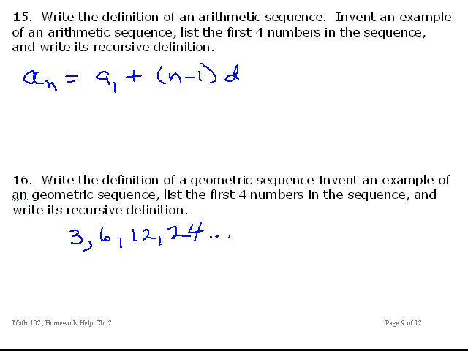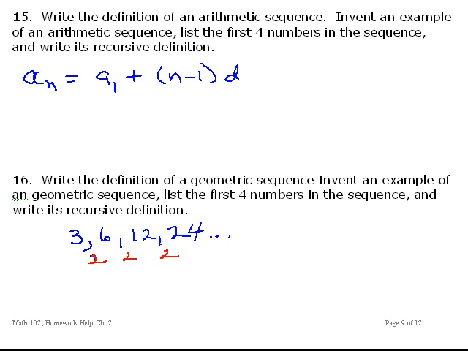Instead of having a common difference, there's a common ratio. If I divide these two numbers, I get 2. If I divide the 6 and 12, I get 2. The 12 and 24, I get 2. This is a geometric sequence because each number is multiplied. The previous number is multiplied by the common ratio to get the next number in the sequence. This is your geometric sequence.